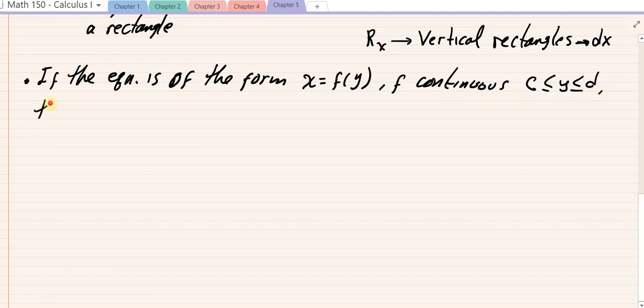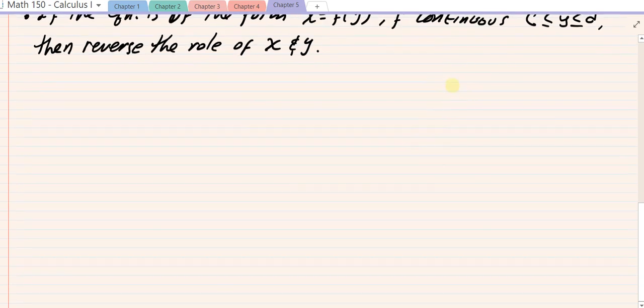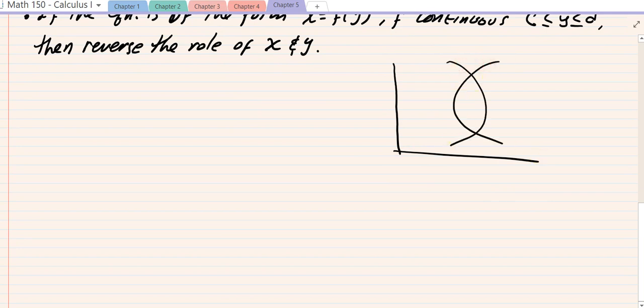Okay, not the x-axis, but the y-axis. Then we can reverse the role of x and y, and we can find that area this way. Now this time, of course, I'm looking at a different region, not the one I had above.